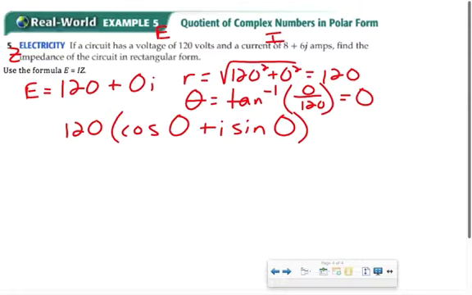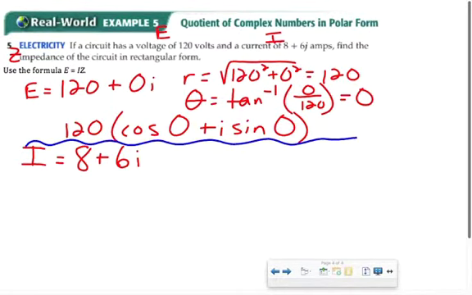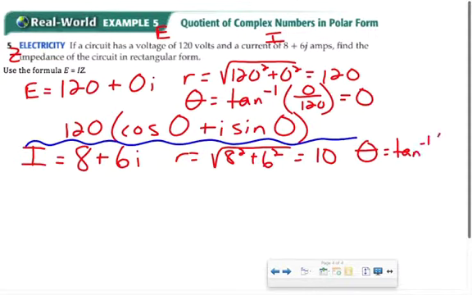So that's E. My I value is 8 plus 6j. I'm going to rewrite that as 8 plus 6I, and I'm going to rewrite that as a polar complex number. So R equals the square root of 8 squared plus 6 squared, which is 10. My theta is the inverse tangent of 6 over 8.